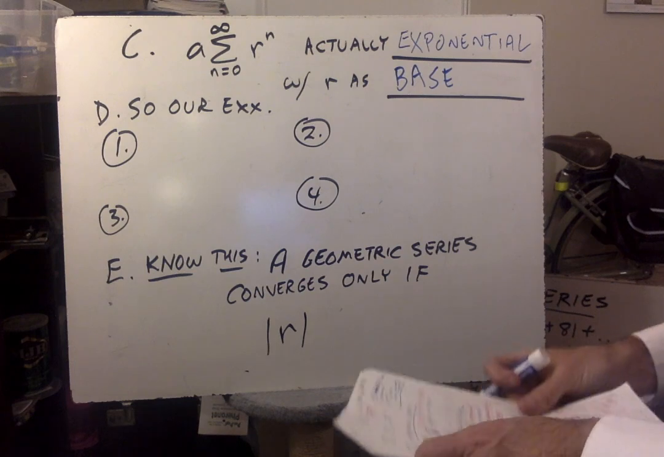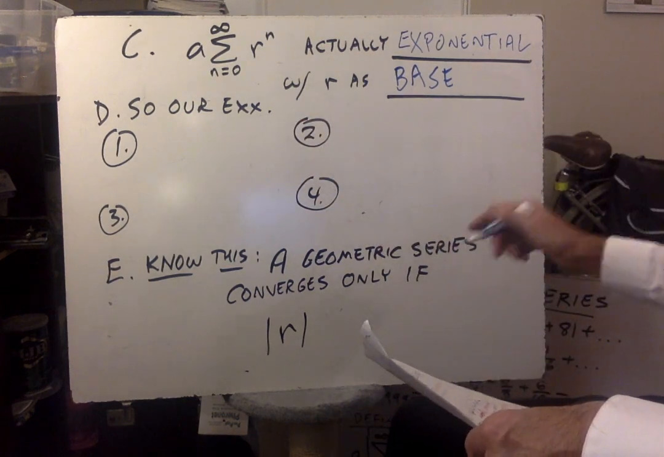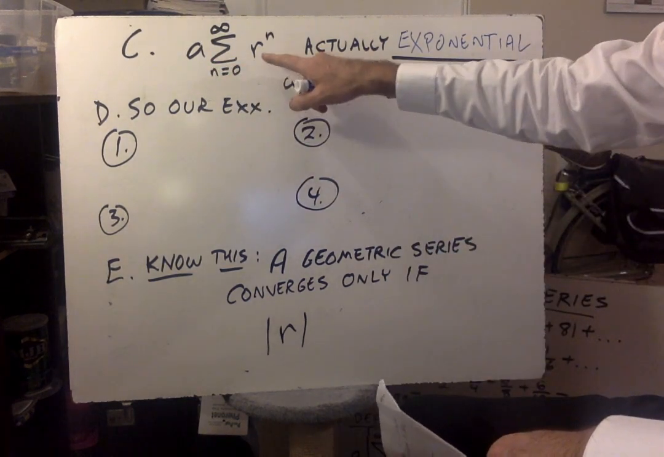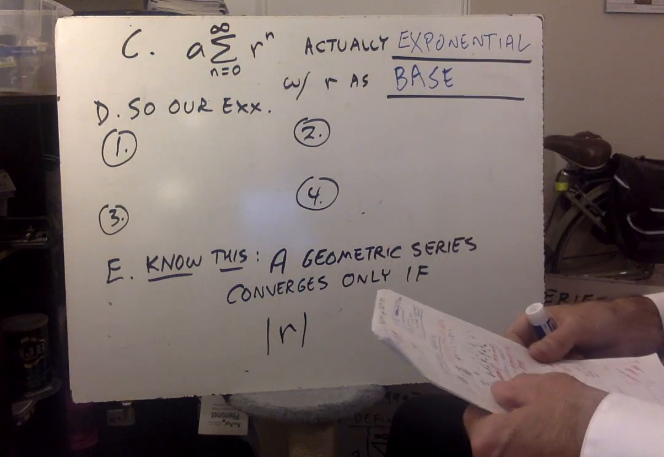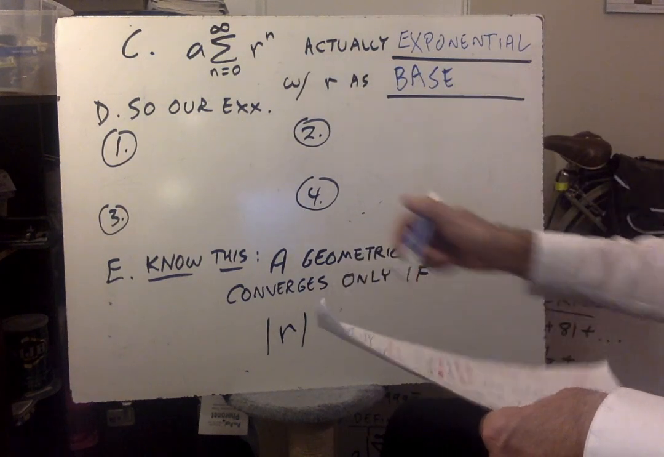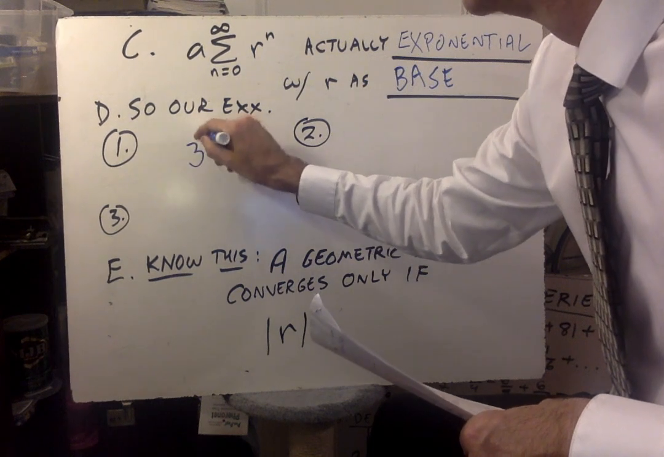All right, so go ahead, pause the video and write our 4 examples in that form. Figure out what the a is for each one and what the r is for each one. All right, for the first one, the base is 3.